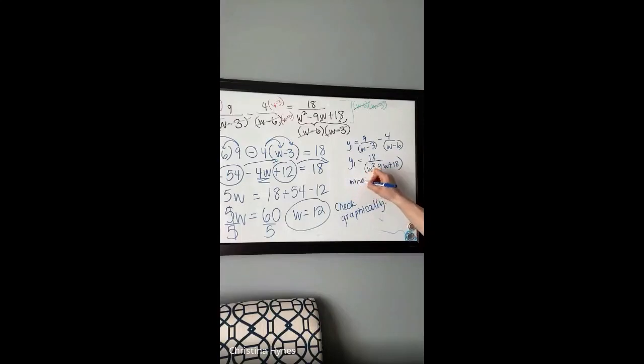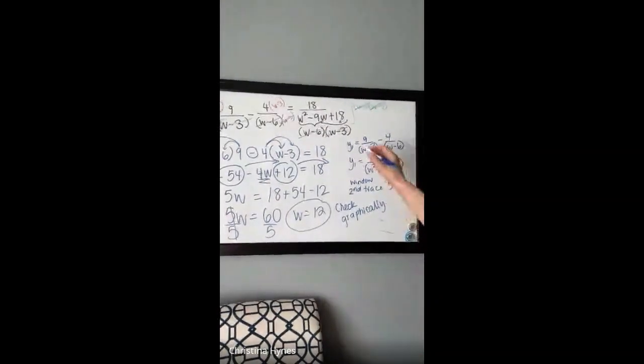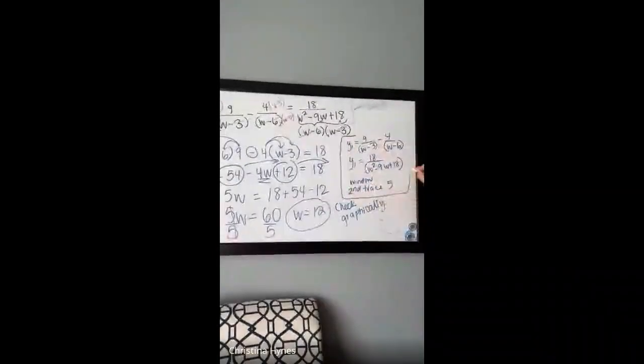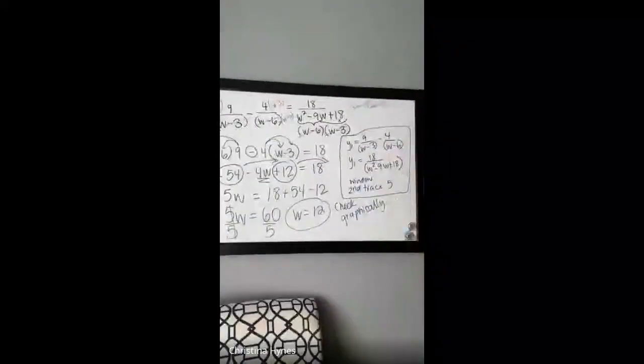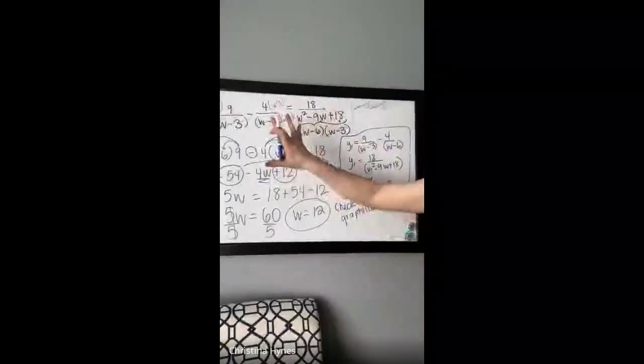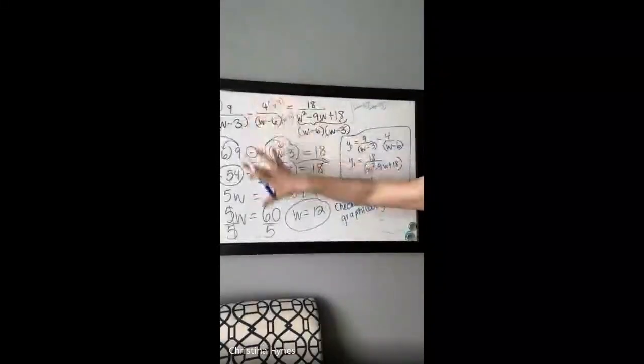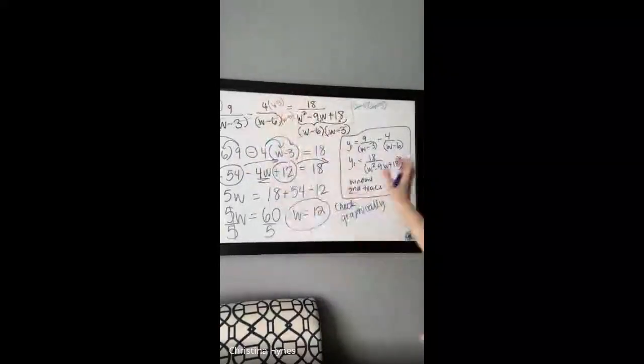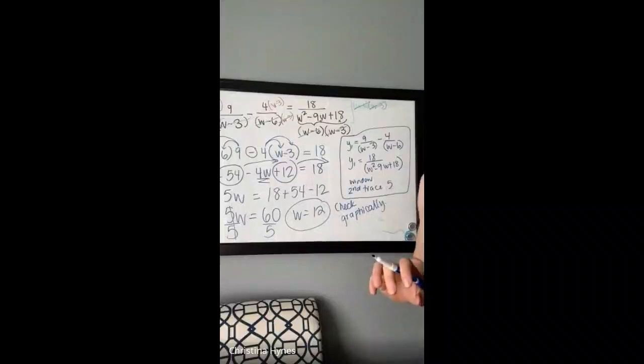And then once you graph it, you figure out your window, and then you're pressing second trace number 5. And then you're going to press enter 3 times to get the intersection. So these are my steps to be able to check graphically and to see if you got the right answer. So you do need to be able to do both. This is the algebraic way where you're doing it the long way, and this is the graphical solution. Okay, so that's how you can solve it.